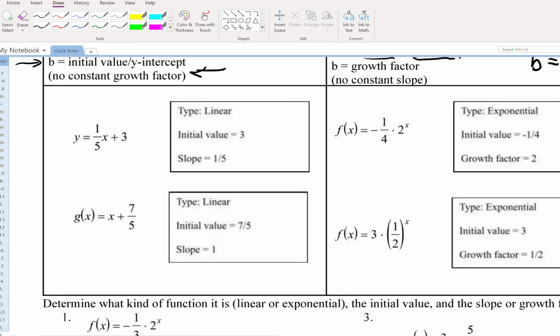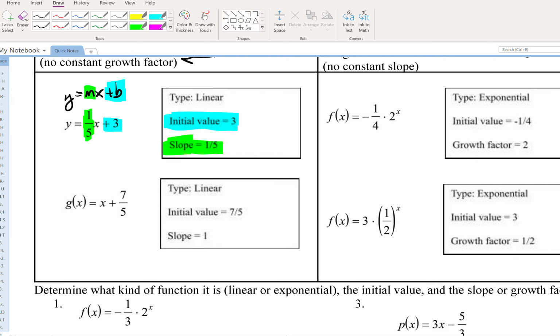So they've given some examples here. Here, this is a linear. The slope is 1/5. So let's see, if we just think here, there's y equals mx plus b. You can see that my slope is 1/5 and that my y-intercept b is 3. That's the initial value. That's the same as the y-intercept. And then the slope is 1/5. It has a slope, so this is a linear equation.